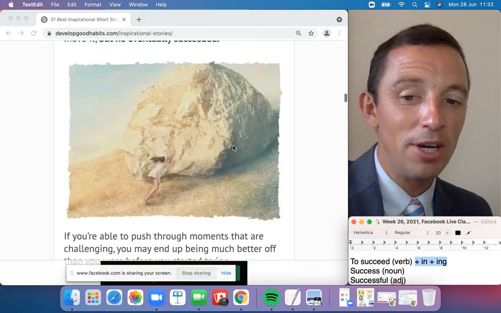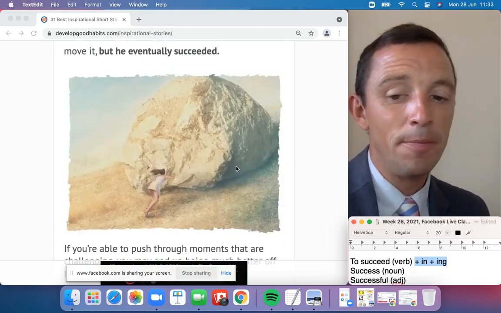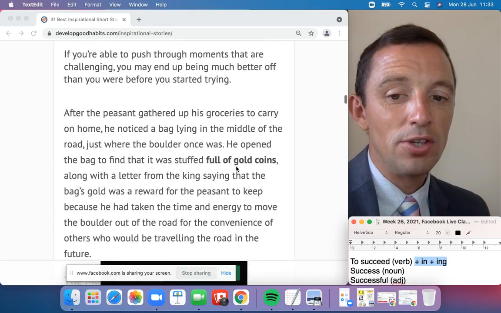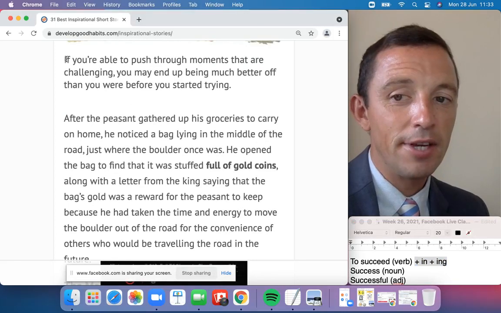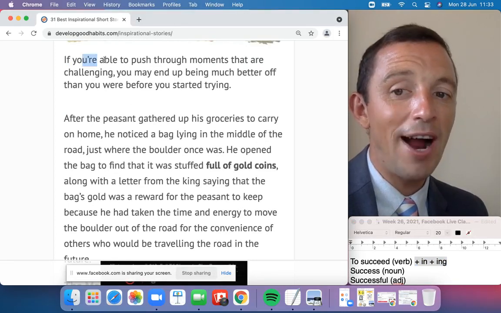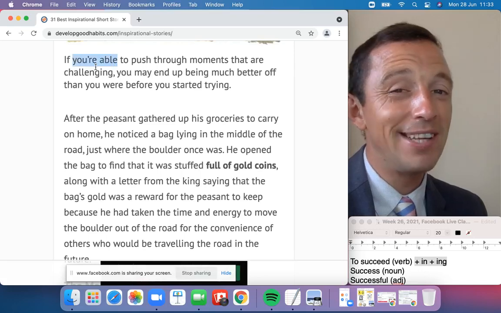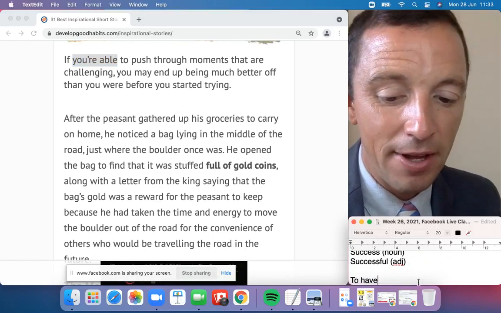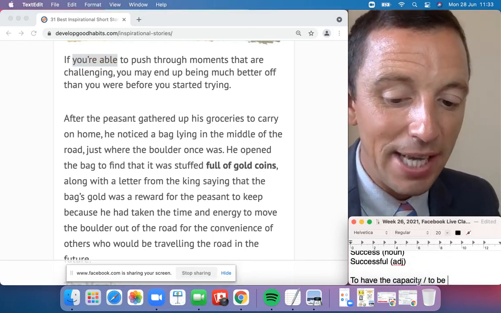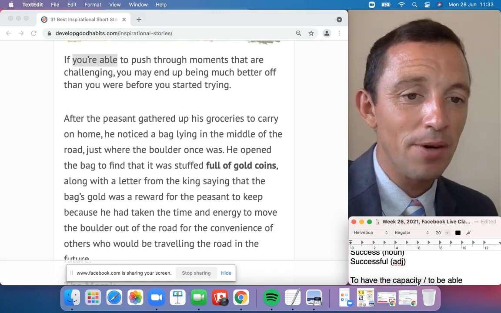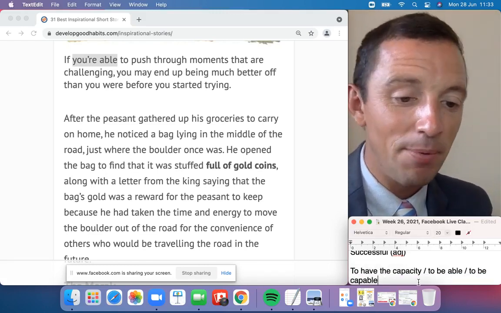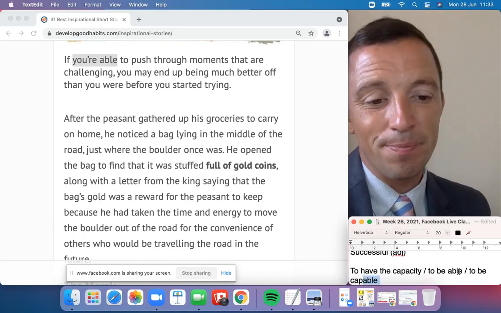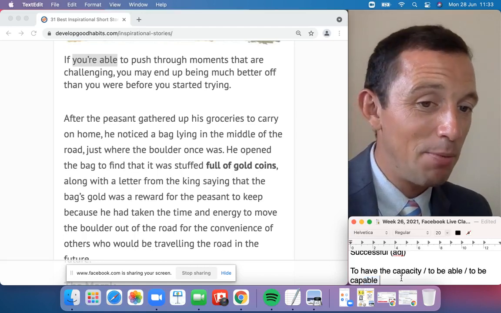That would be the correct substitution for that. So here you can see the boulder and the lady pushing the boulder, and here is more of the story. So if, again, it's maybe the conditional, if you are able. So in Espanol it's como tener capaz, to have the capacity. So the synonym would maybe be to have the capacity, and in English we basically say to be able. Okay, you can also say to be capable, which is similar. That's like you have the capability, but small difference. To be able and to be capable, very, very similar.